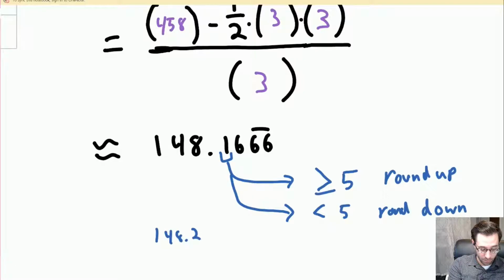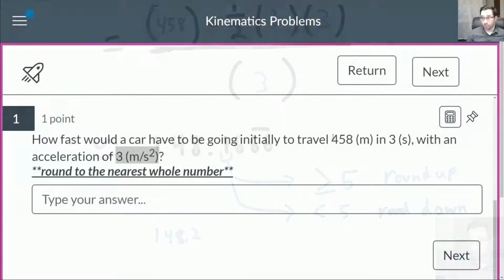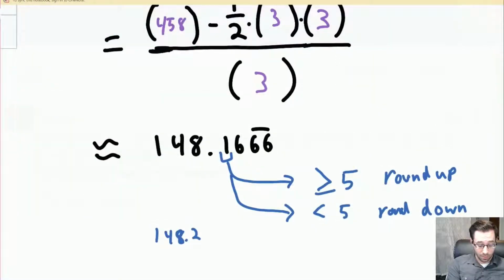So if I rounded properly, it'd be 148.2. If I was going to round to the nearest decimal point, like round to 1 decimal point, it would be 148.2. But the question is round to the nearest whole number. So the 0.2 is indeed less than 5, so I'm going to round down. So the answer should be 148.